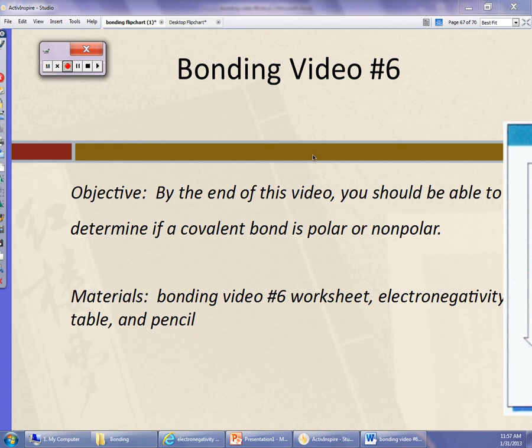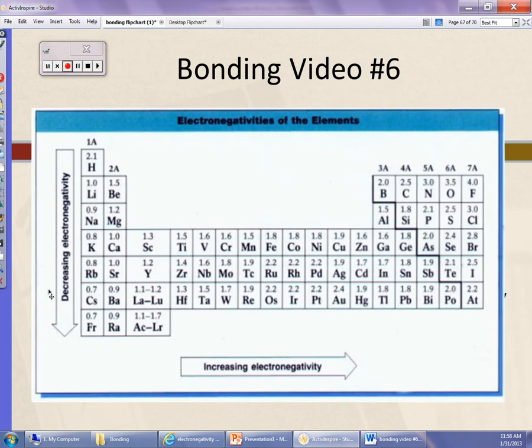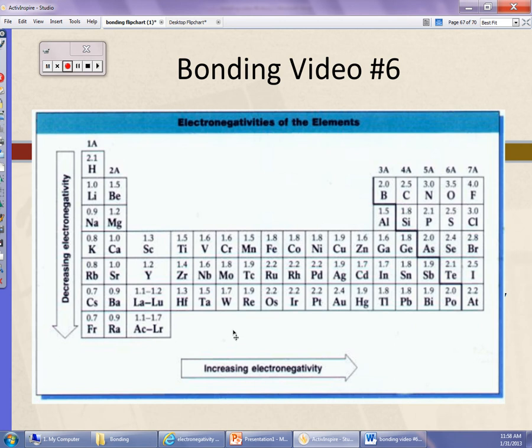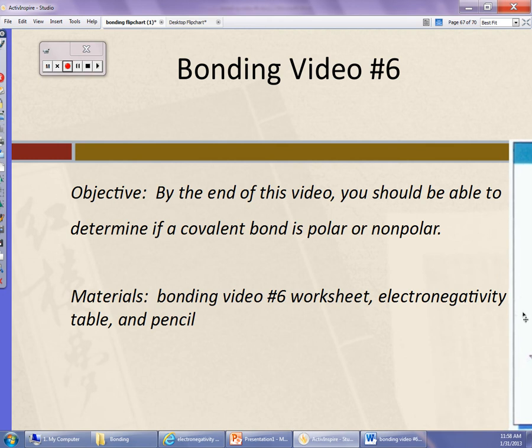This is bonding video number 6. By the end of the video, you should be able to determine if you have a covalent bond that is polar or nonpolar. To do this, you're going to need your bonding video number 6 worksheet, also available on Edline, your electronegativity table, which looks like this. It is found in your bonding packet and is also on Edline, as well as a pencil, because you will be turning in your bonding video worksheet tomorrow.